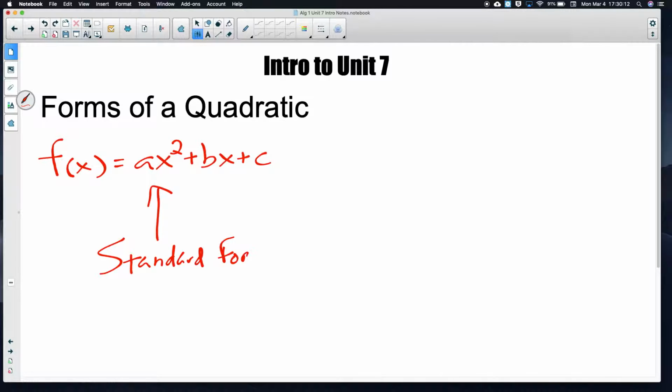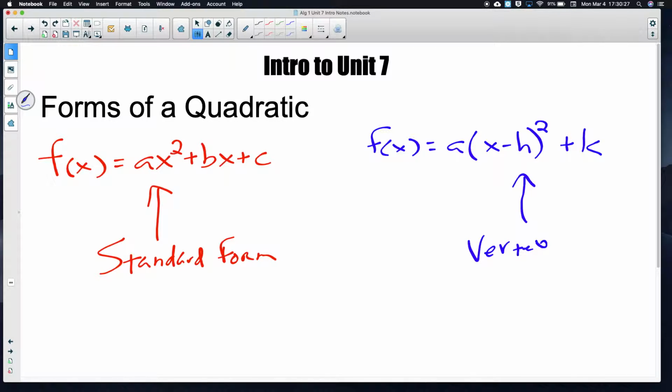And another form we're going to be looking at in a couple videos is f of x is equal to a times (x minus h) in parentheses squared plus k. And this is called my vertex form. Those are our main two forms that we're going to be looking at this unit.